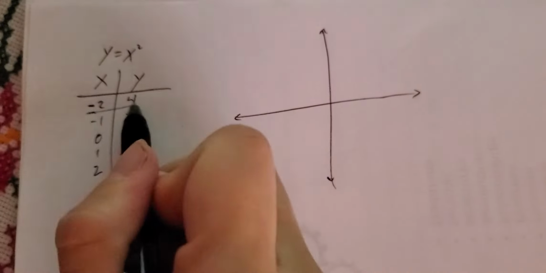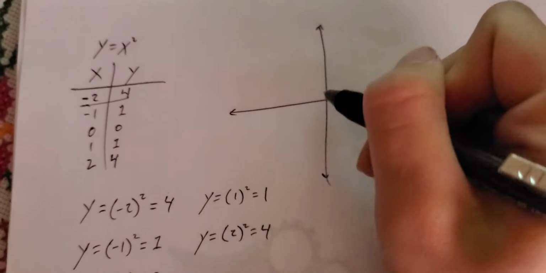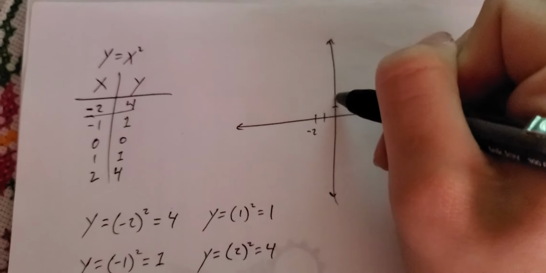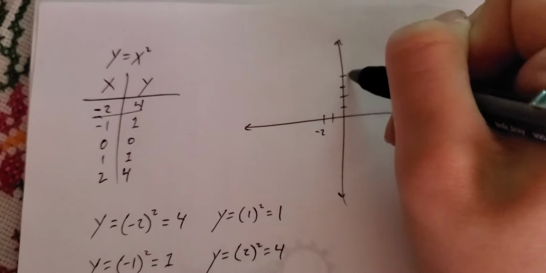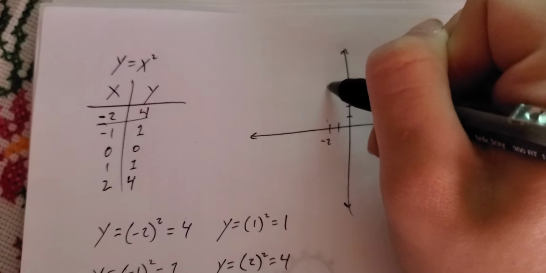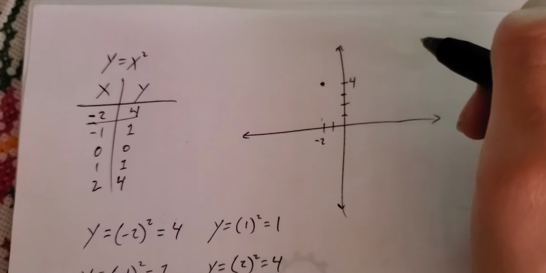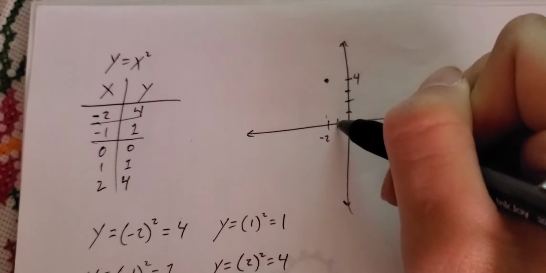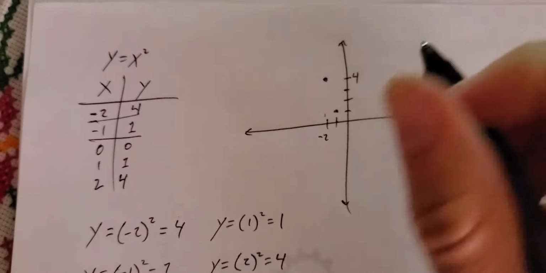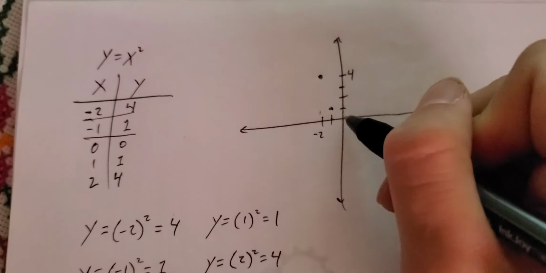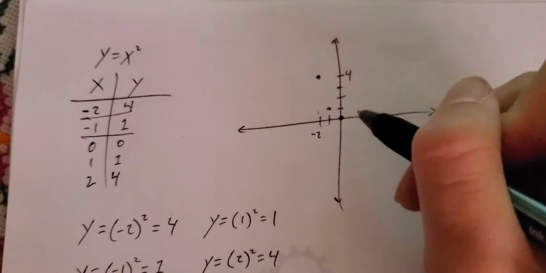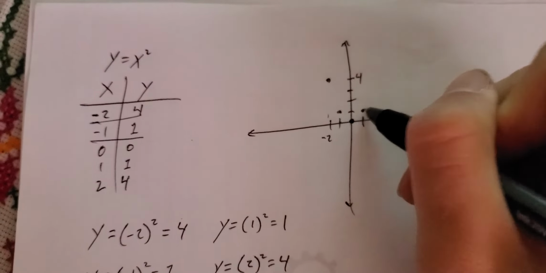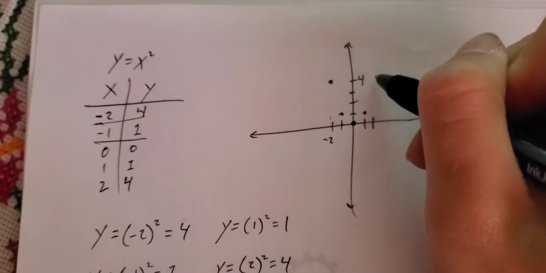So the first one I get -2, 4. So at -2, my graph goes up 4. 1, 2, 3, up 4. So at -2, I get 4, somewhere there. That's my first point. My second point, it's -1, 1. So at -1, I go up 1. At 0, I get 0, so that's the origin, 0, 0. Then I get that at 1, I get 1, so 1, 1. And then at 2, I get 4.